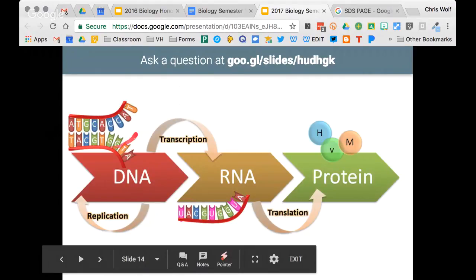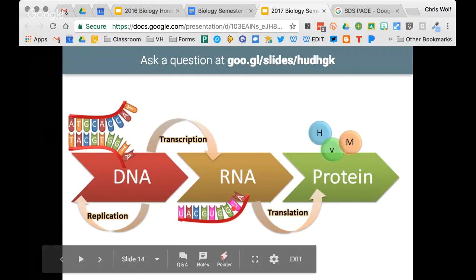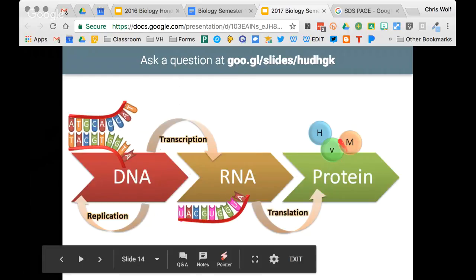So we take this coded message in DNA and we code it in a different molecule called RNA. The purpose of this is that, especially in eukaryotes, the RNA can leave the nucleus and go to the ribosome to be used to make a protein. The order of the amino acids that make up proteins, like this H, this V, and this M, which represent amino acids, is determined by the order of the nucleotides in RNA, which is determined by the order of the nucleotides in DNA. So that's a really important concept: the order of nucleotides in DNA determines the order of amino acids in the protein.